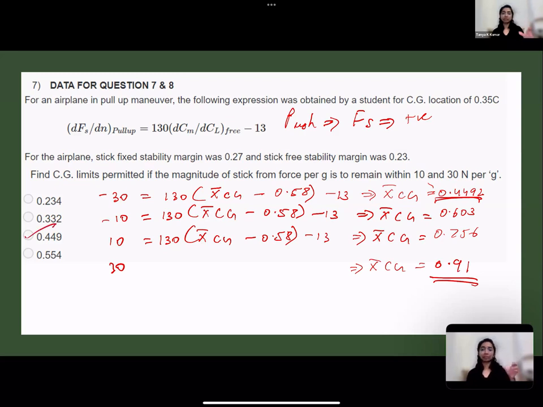Since they have not given you the sign of the stick force limits, whether it's positive or negative, you have to try with every possible combination. Don't just try one of them. It's not 10 or 30 or minus 10 or minus 30. Try all four, see which one matches your options. All right.